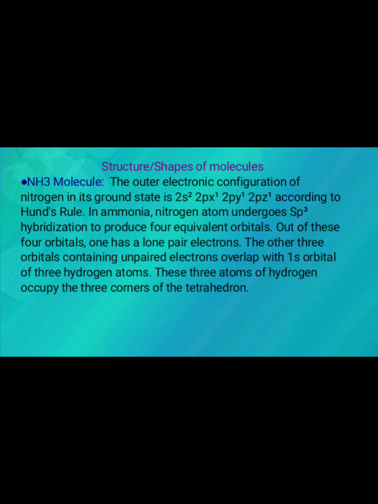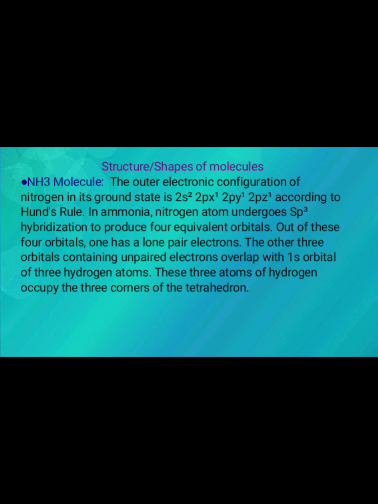Structure or shapes of molecules. NH3 molecule. The outer electronic configuration of nitrogen in its ground state is 2s2, 2px1, 2py1, 2pz1 according to Hund's rule. In ammonia, the nitrogen atom undergoes sp3 hybridization to produce 4 equivalent orbitals. Out of these 4 orbitals, one has a lone pair of electrons. The other 3 orbitals containing unpaired electrons overlap with the 1s orbitals of 3 hydrogen atoms. These 3 hydrogen atoms occupy the 3 corners of the tetrahedron.